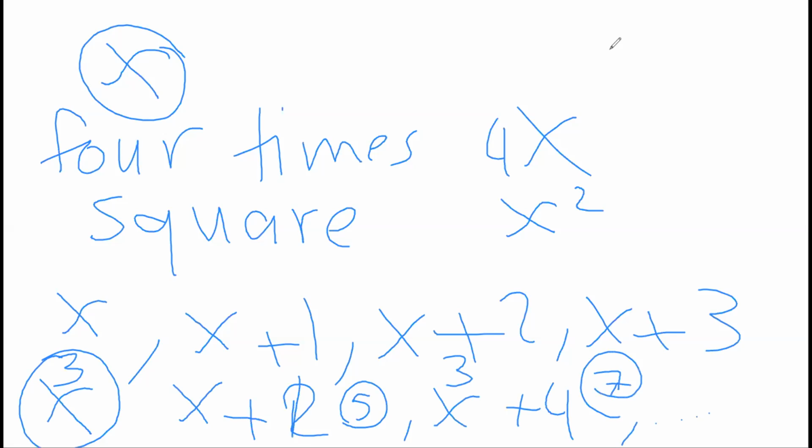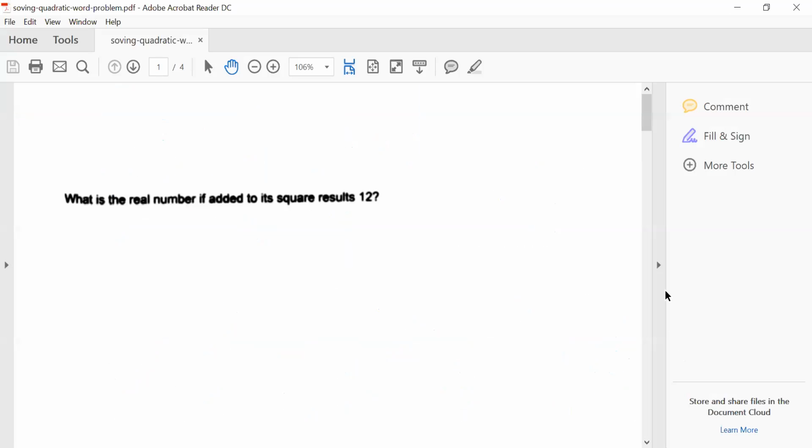If you added 1, because it is odd, odd plus odd will give you even. So if you want 3 consecutive odd numbers or 3 consecutive even numbers, for both of them, the number is x, then the next one is x plus 2, x plus 4, x plus 6, and so on. I will share a sheet for you here. Okay, this is the first one.